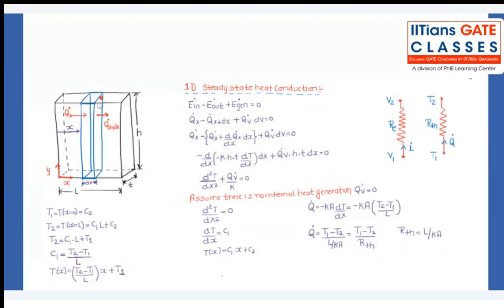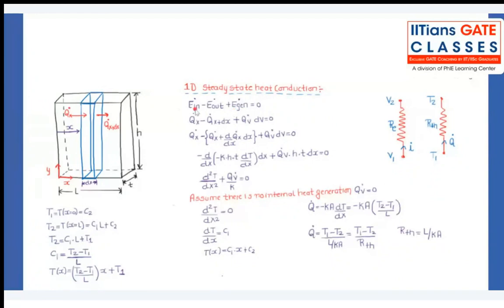Now I take this small slab. This is the heat conducted in, and this is the heat conducted out. So I apply the first law of thermodynamics. What does the general first law say? You take any system: energy coming into the system minus energy going out of the system plus energy generated is zero. Because in heat transfer, you may have some special cases where energy is getting generated in the system. That's why I have included it.